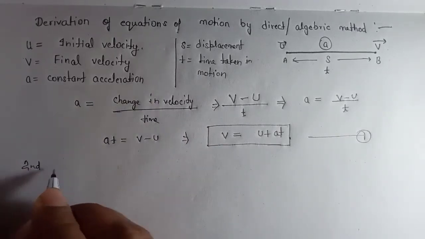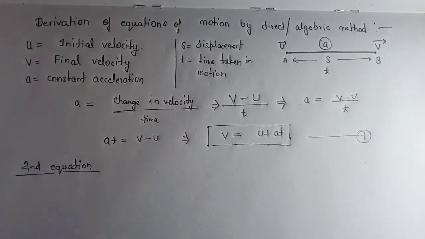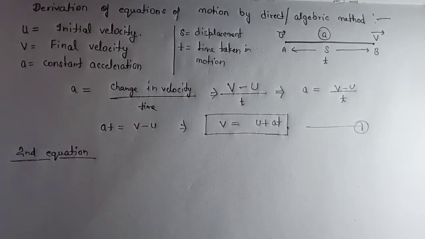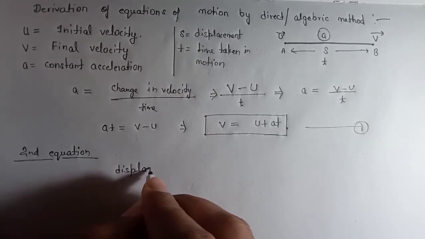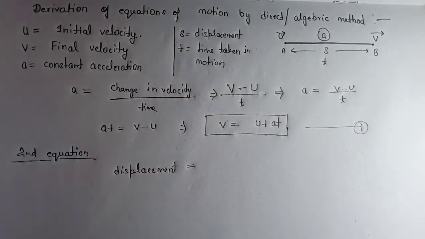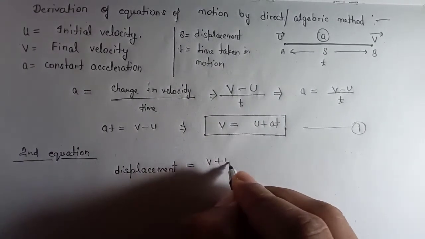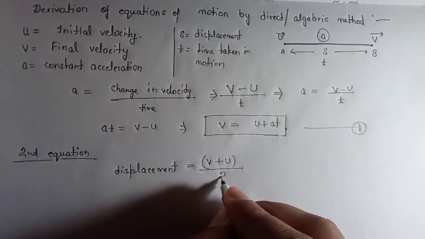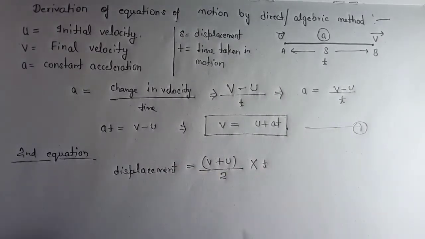Second equation. To derive the second equation, you know that the displacement traveled in time t is equal to velocity into time. But velocity is here increasing continuously, so you have to take average velocity, and to take average velocity you have to add these two velocities and divide by 2. When you multiply this average velocity by time, you will get the displacement.